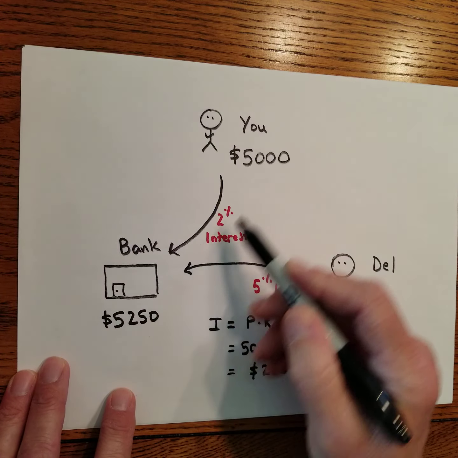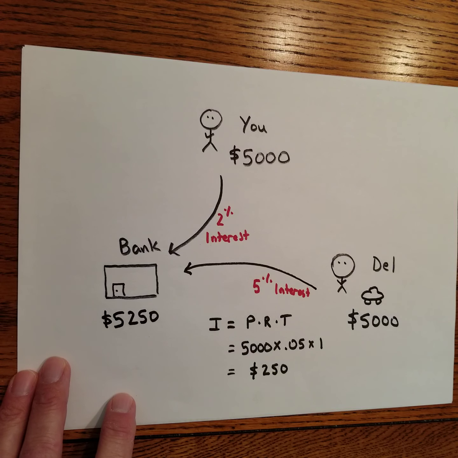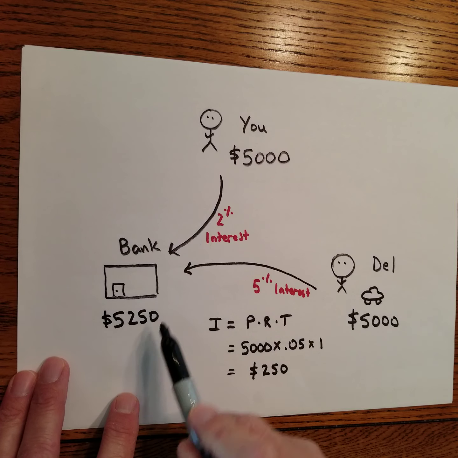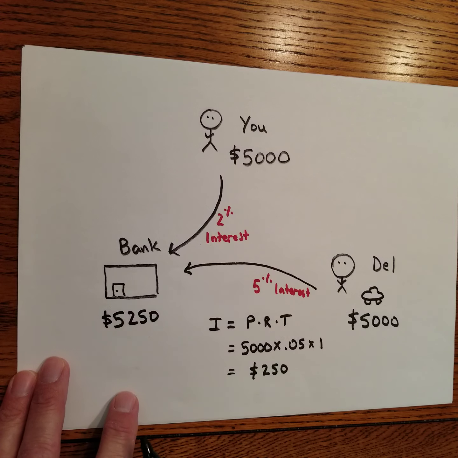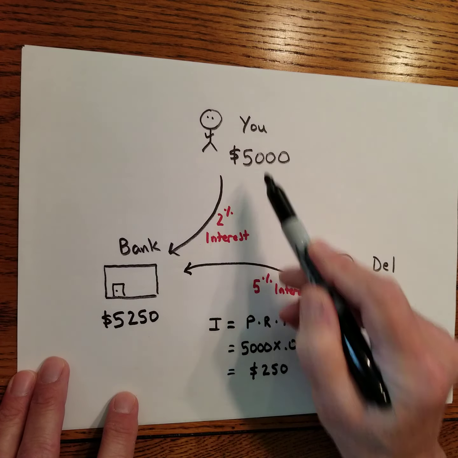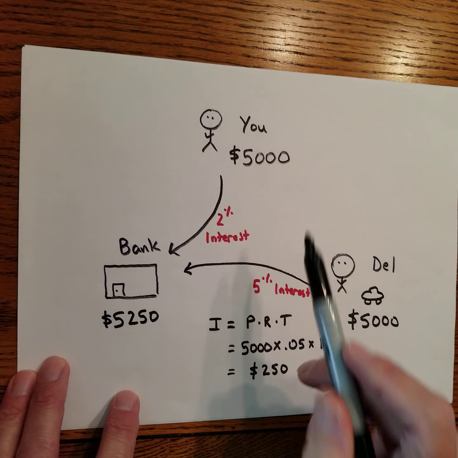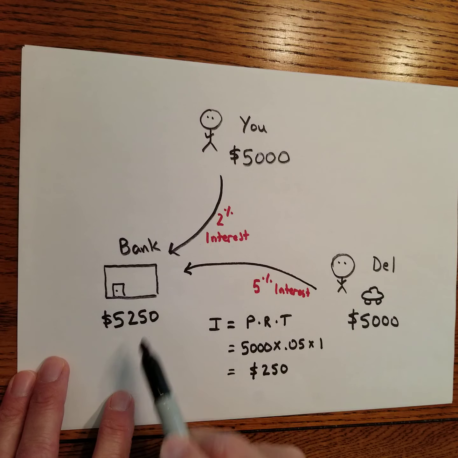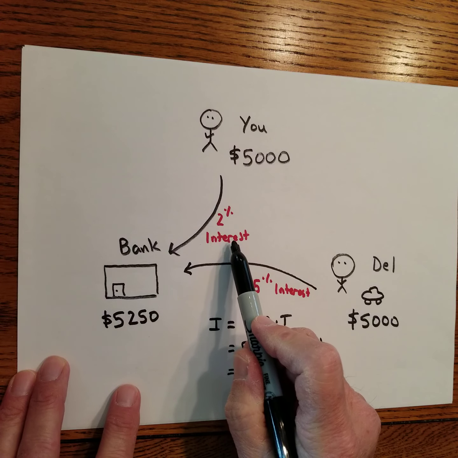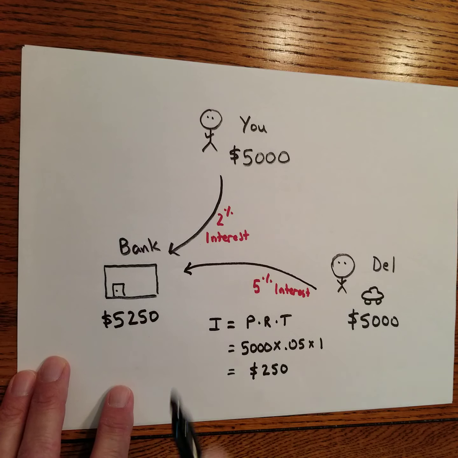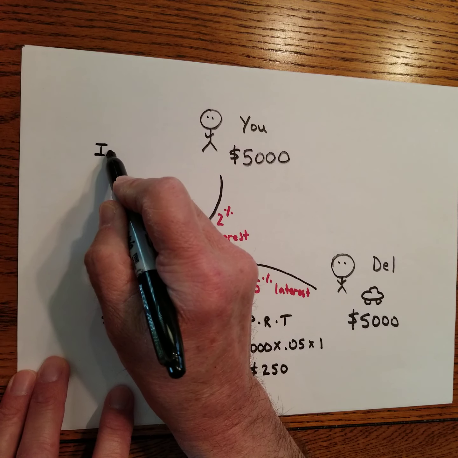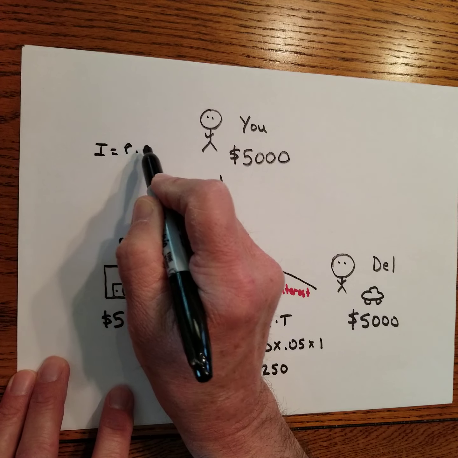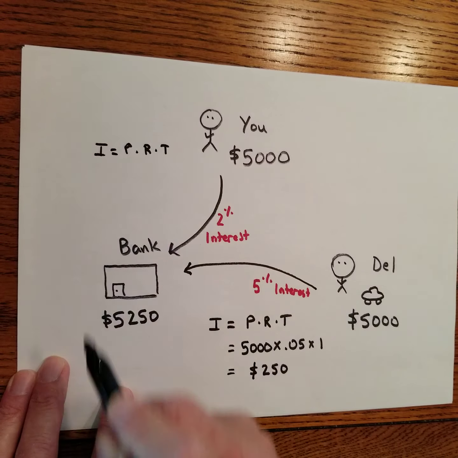Then you show up to get your $5,000 back. And the bank thinks, well, gosh, we only made this $250 because we used your $5,000. We ought to give you some of our profits. We'll give you 2% of what you invested. Let's get our interest formula. Interest is principal times rate times time.